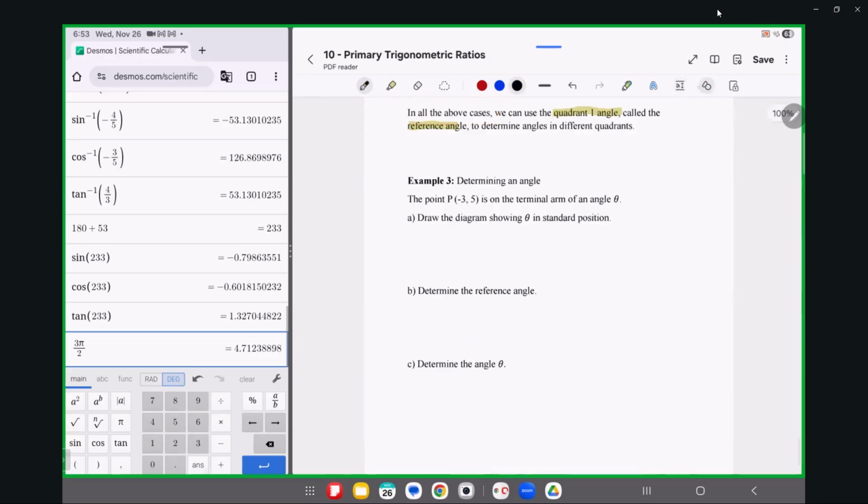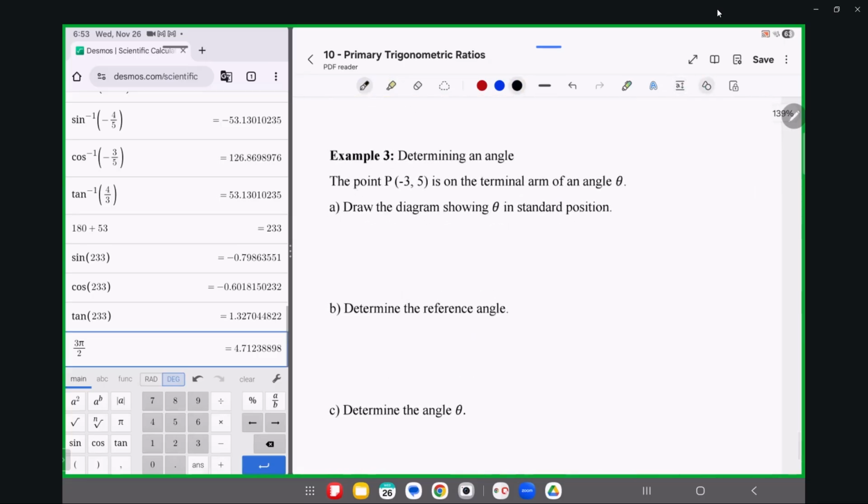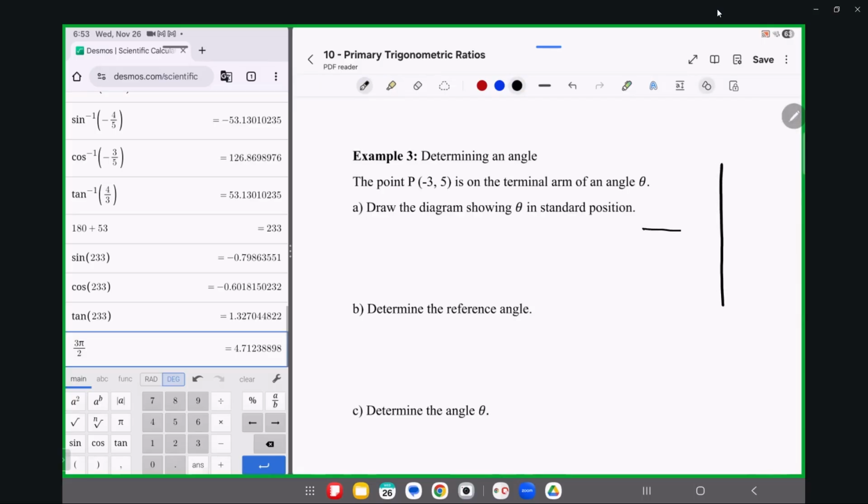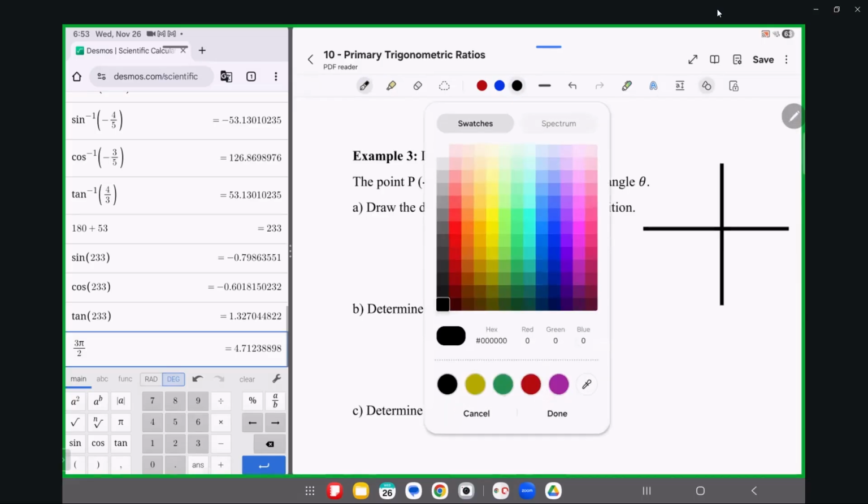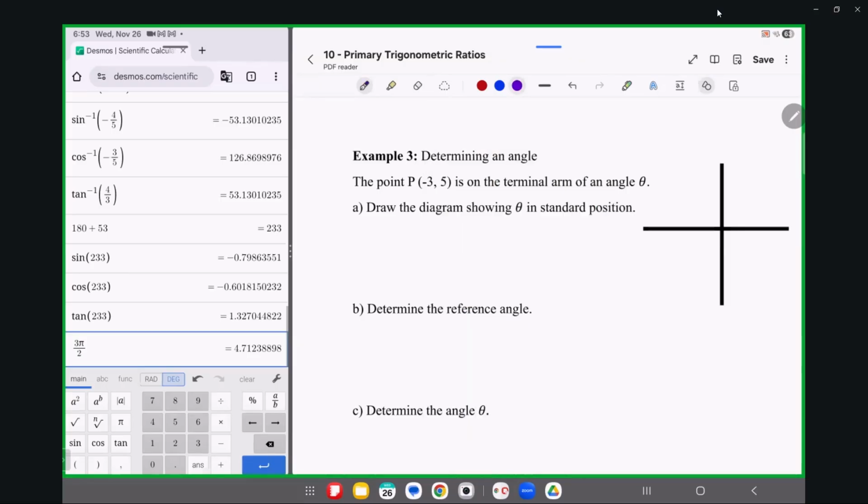So let's do that. We're going to draw the angle in standard position. We want (-3, 5), so that's going to be up here somewhere. This is the point P, (-3, 5). The vertical component is 5 and the horizontal component is negative 3. And there it is. There's our point in standard position.